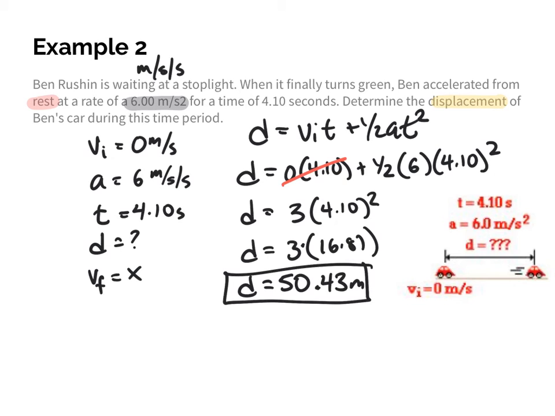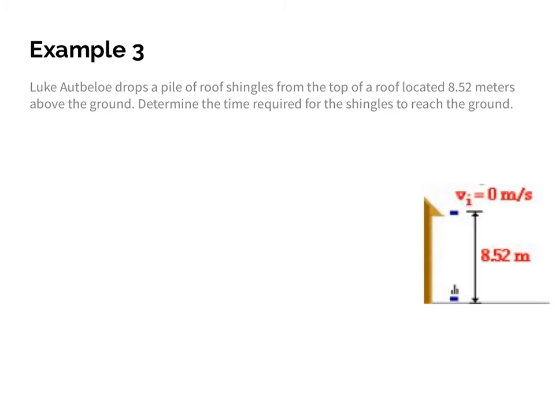Okay, so there we go. I solved using a different equation, and again, my equation was dependent upon what I was given and what I'm trying to solve for. All right, last two examples. We're going to do some free fall motion using the kinematic equations.